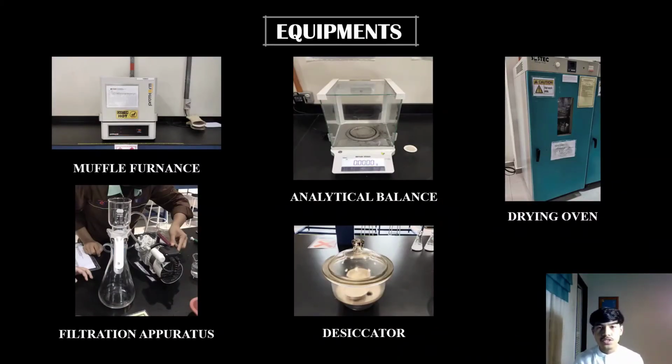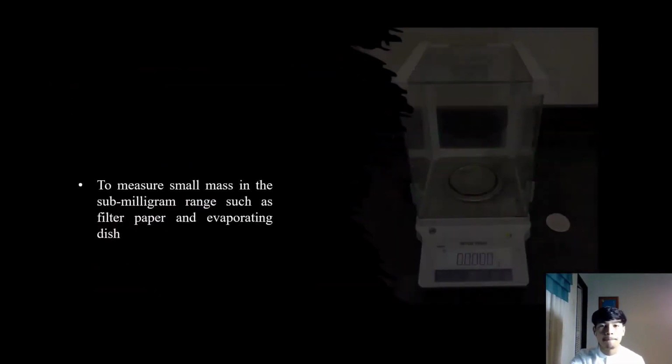Okay, first, TSD. We have 5 pieces of equipment in total solid determination. First, we have the analytical balance. Number 2, we have the desiccator. Number 3, we have the drying oven. Number 4, we have the filtration apparatus. And lastly, we have the muffle furnace.